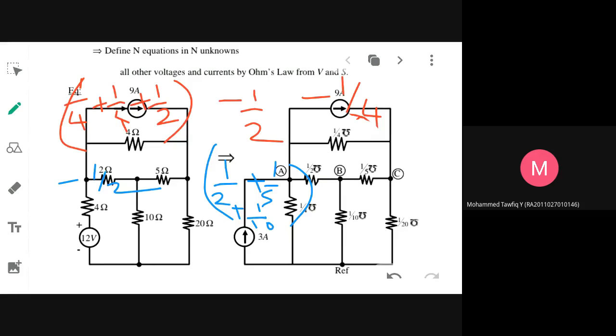Minus 1 by 5. Minus 1 by 1 by 5. Minus 1 by 5. Okay, then again.